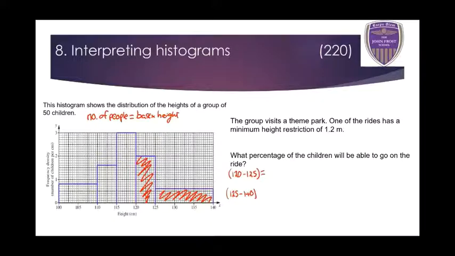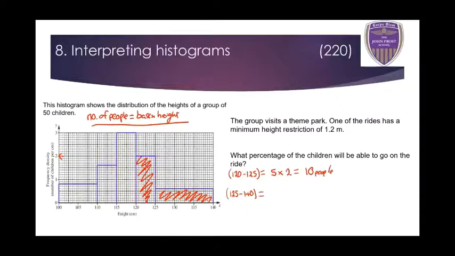So how are we going to figure out the number of people who are between 120 and 125 centimeters high? Well, use this. The number of people is the base times the height. So the base of this rectangle is 120 to 125. It's a base of 5. And its height, read the y-axis, is a height of 2. 5 times 2 equals 10 people. So there's 10 people who have a height between 120 and 125.